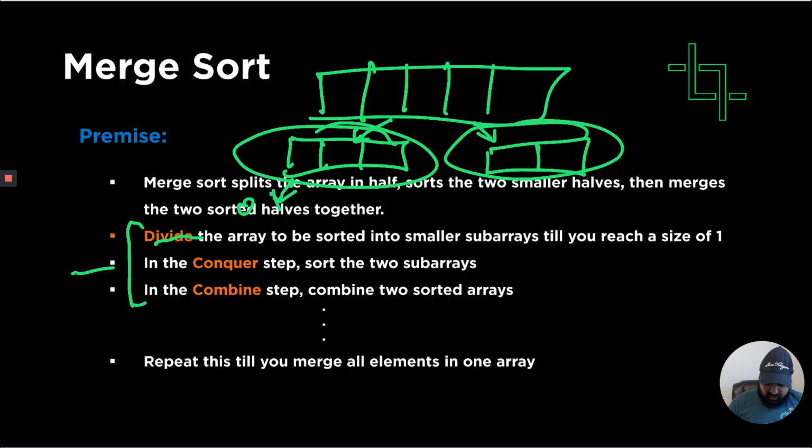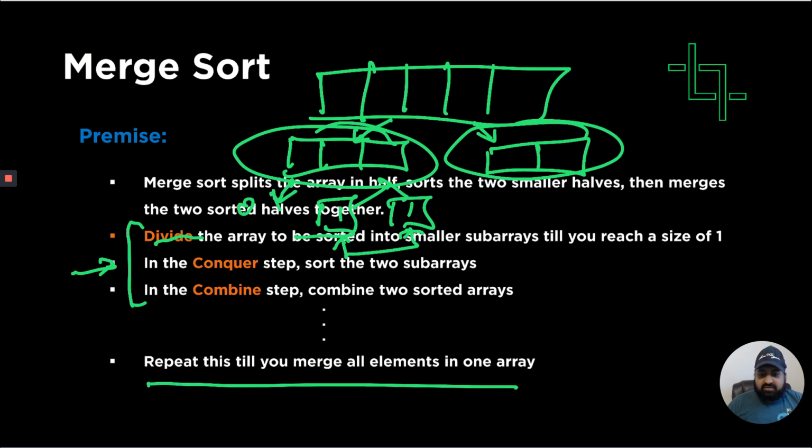Now in the conquer step, what we do is we see whether we have solved the problem or not. So when we have smaller sub arrays that have size 1, we know they have just one number in them, so they are already sorted. So we know that we have solved the problem. In the final stage, we combine the results: once we have divided into individual components in our array, we compare these two elements, and now we combine our results to merge the two lists which are already sorted. So you repeat this till you merge all the elements in one array.